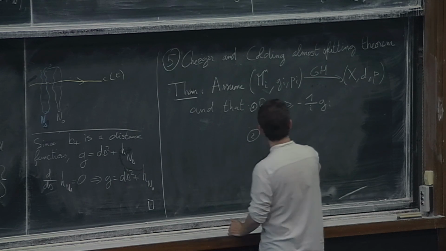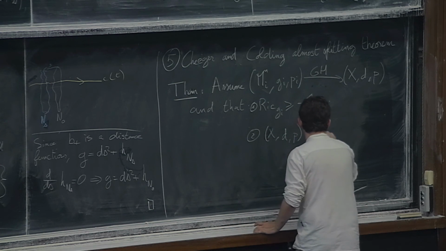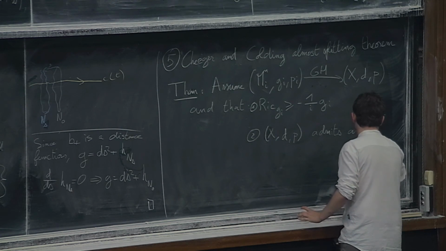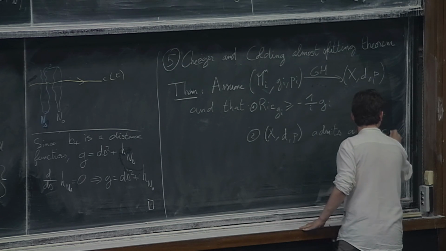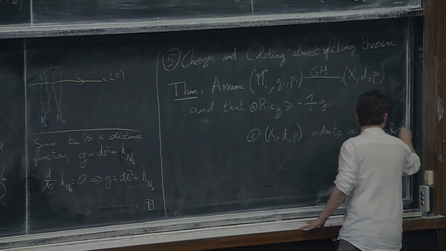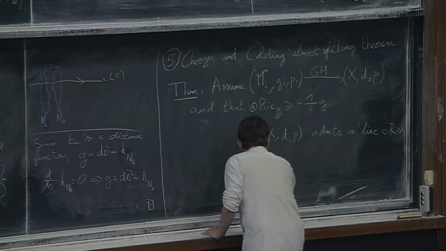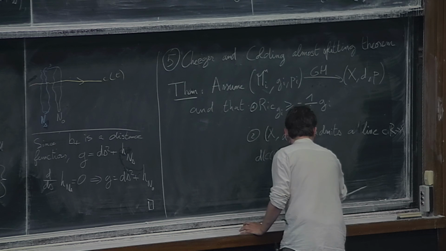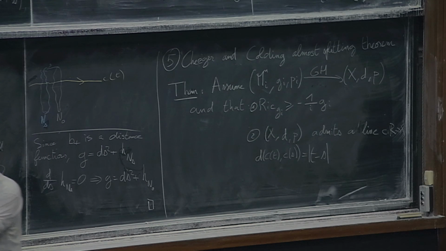So (X, d) admits a line. So it just means that, so let's see, a map from R to X, c, such that d(c(t), c(s)) equals |t minus s|. That makes sense on any metric space, actually. But I assume that I have something like that.